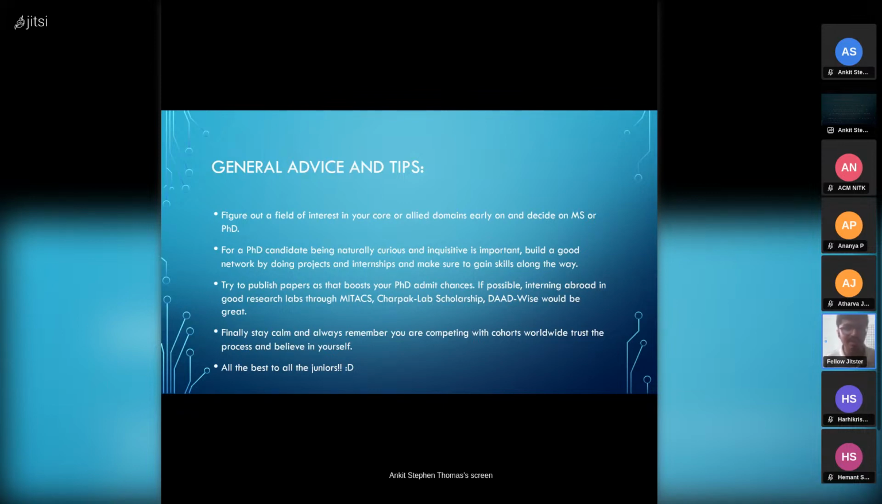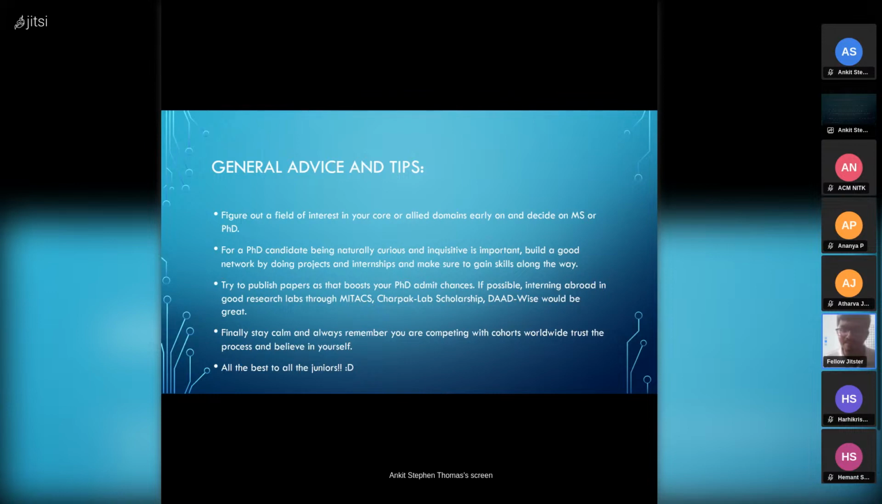And for a PhD candidate, I think a quality that you must have is being naturally inquisitive. So try to build a good network by doing projects, internships, and try to gain skills along the way. So having a lot of internships or a lot of projects in your profile may not outweigh the importance of skills that you have. So if you could demonstrate a particular skill that you have gained from a project, I think that adds a lot of value to your application.